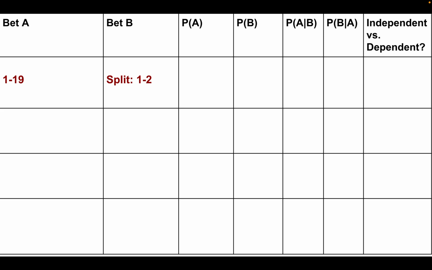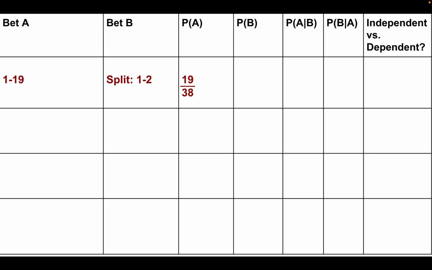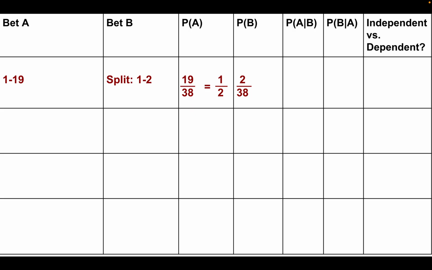Okay, so let's calculate the probability of winning our new bet, the 1 through 19. We should start by drawing our numbers on the board, and we can see that there are 19 numbers on the board for this bet. So then our probability of winning this bet is going to be 19 out of 38, which happens to reduce to 1/2. For the second bet, the split bet, we're betting on 1 and 2. So then that's 2 numbers out of 38. And this happens to reduce to 1/19.